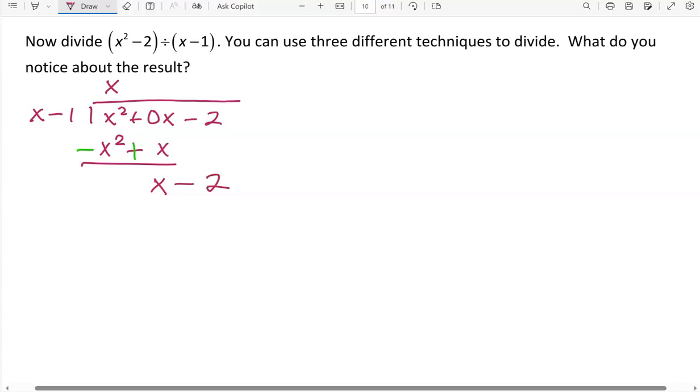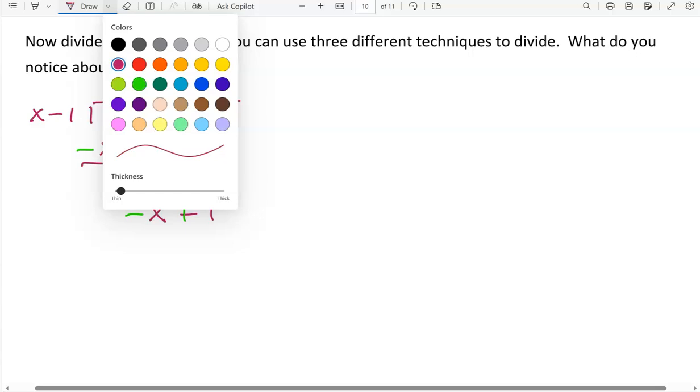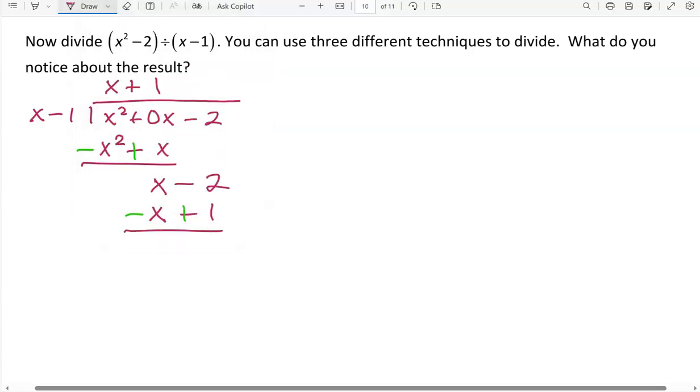Next step is first term divided by first term, which is x divided by x, which is plus 1. So plus 1 is the next term in the quotient. And 1 times x minus 1 is x minus 1. And then we're going to change the signs and add. And we're going to get a remainder of negative 1.